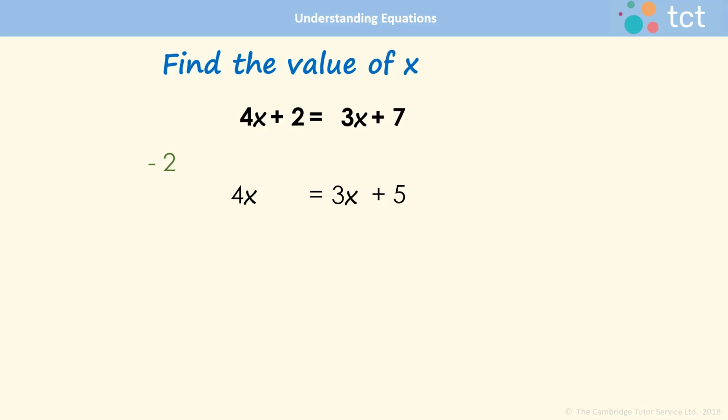Now I need to look at the side that has an x and an extra number, and I need to get rid of the x so that I just have an x on one side and the extra number on the other. So here, that's 3x, so I'm going to take away 3x from both sides. So that 4x now just becomes 1x, which is just x. And having taken away the 3x, we now just have 5 on the other side. And we've solved this equation, x equals 5.